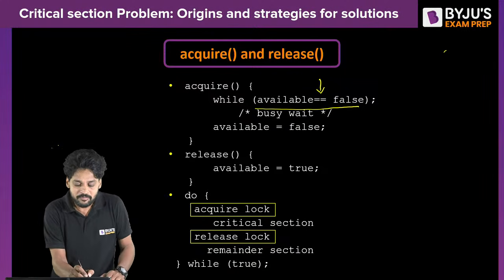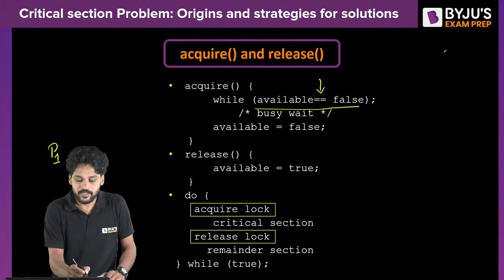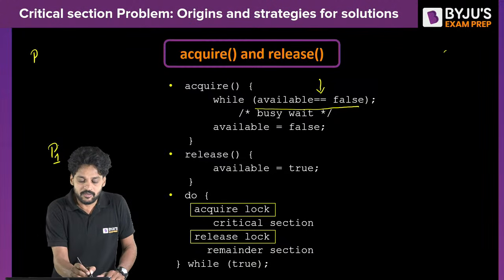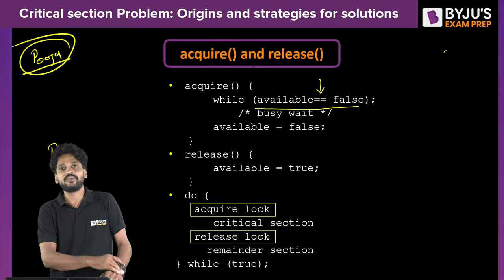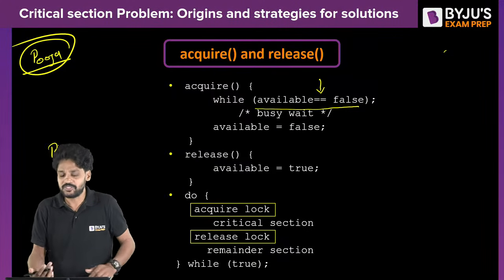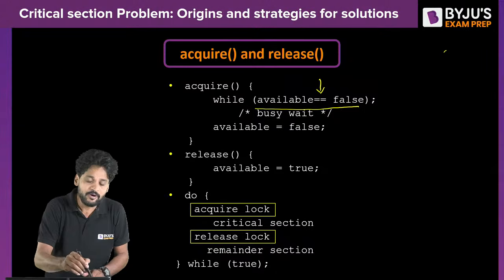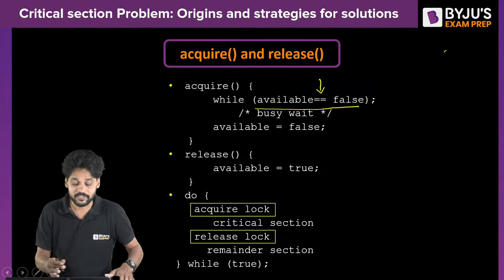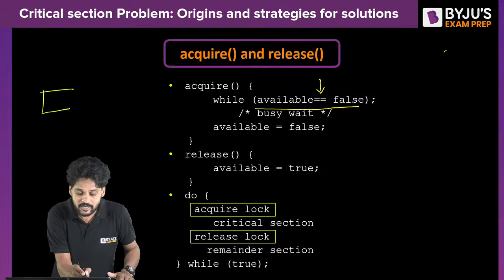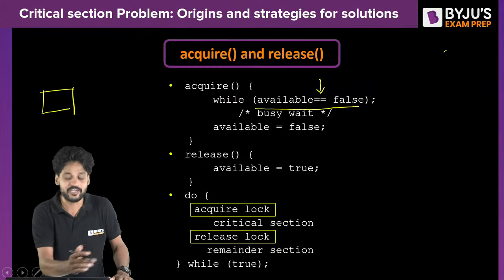For instance, P1 is in the critical section. One more process, let us say Pooja, wants to enter into the critical section. She may not be able to do so since she will get caught up at the while loop. I will explain how many of the CPU's clock cycles will get wasted. Listen carefully, stay focused and understand.